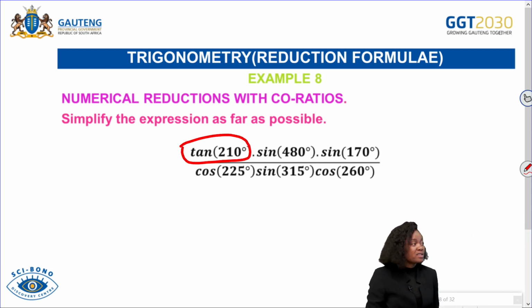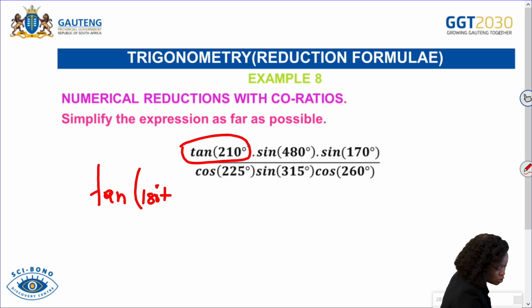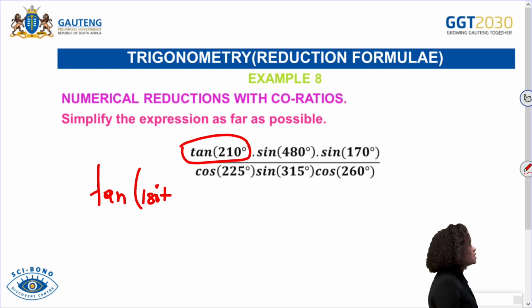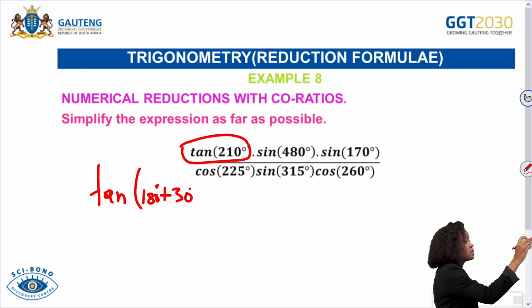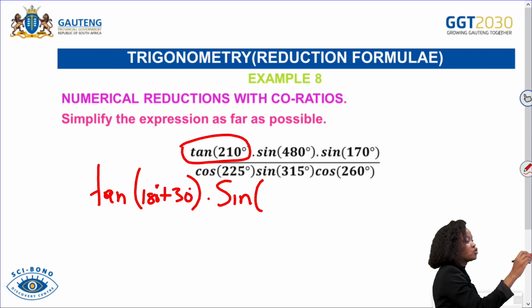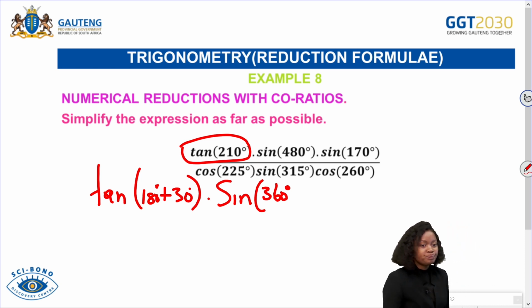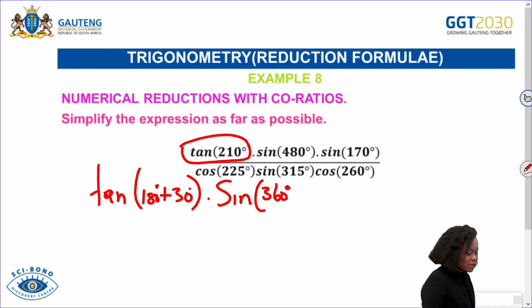So 210, obviously it's going to be in quadrant 3 because it's bigger than 180 degrees, but it's less than 270. So it means you will have tan of 180 degrees plus, then in your calculator you'll press 210 minus 180, then you'll get 30 degrees. So it means if you add 30 degrees to 180, you'll get your 210. Then sine of 480 degrees: it's in the first quadrant. So in the first quadrant, you'll say 480 minus 360 degrees.